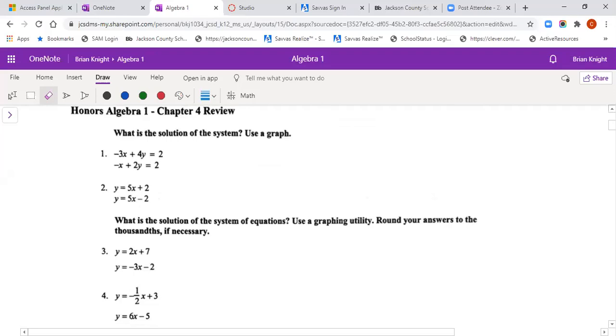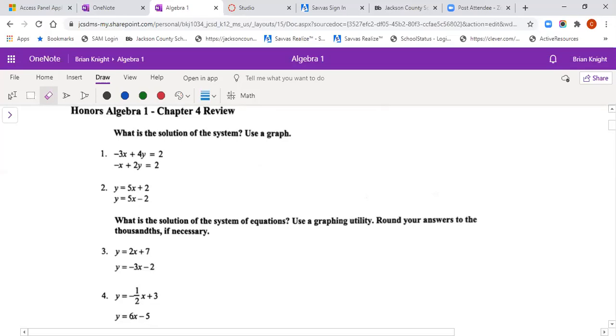So this chapter 4 was the systems chapter, basically. We're doing systems of equations and systems of inequalities. What are the 3 ways to solve a system? Graphing, substitution, elimination. Okay. 1 and 2 says, what is the solution of the system? Use a graph. So we are going to graph them.